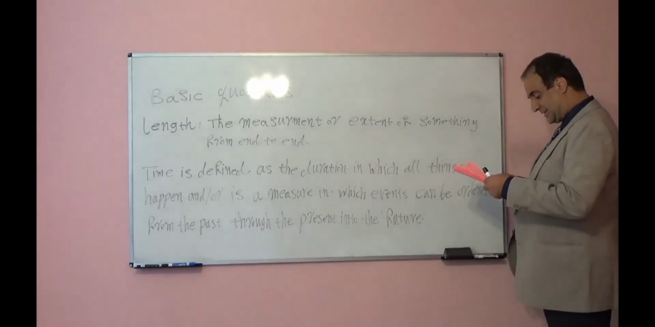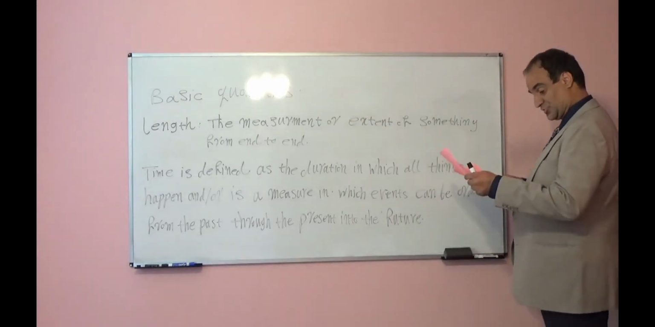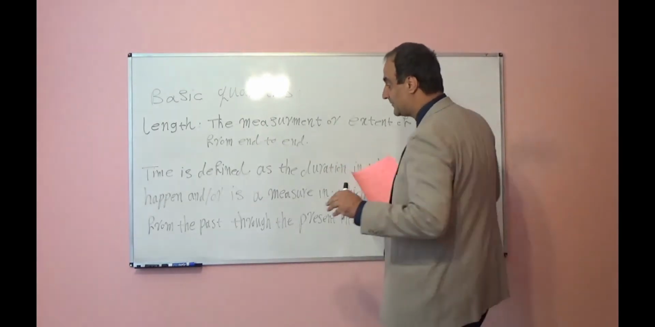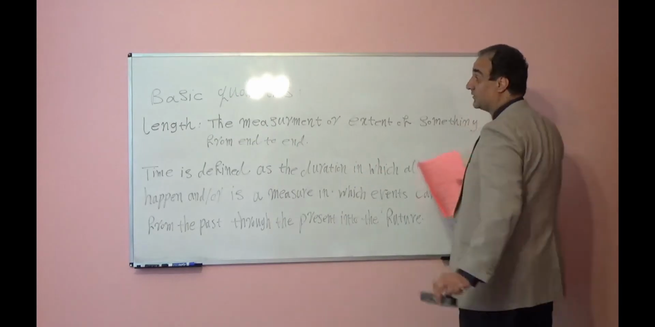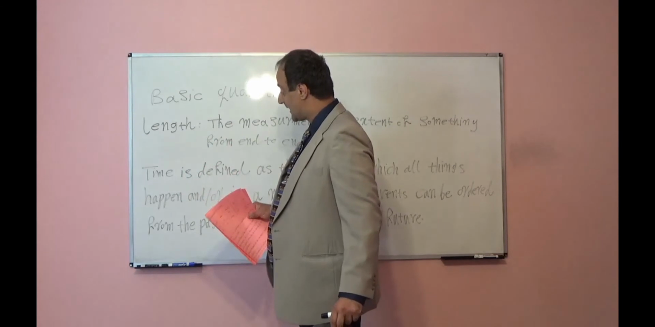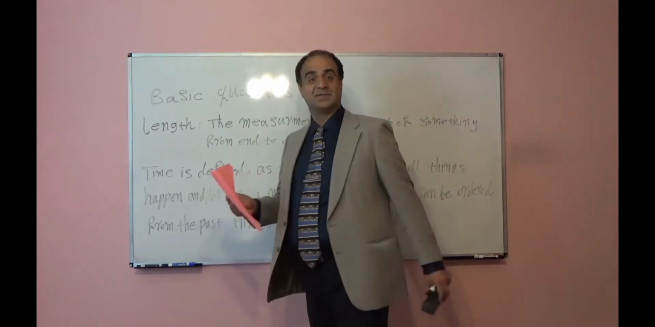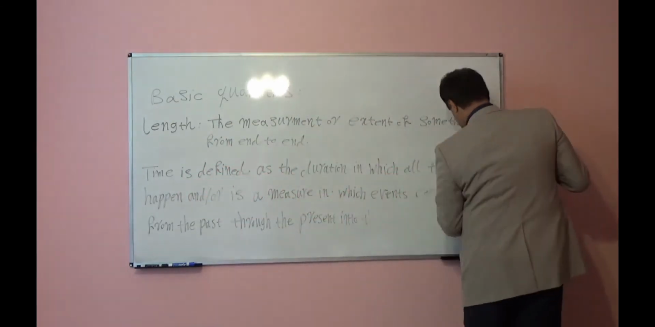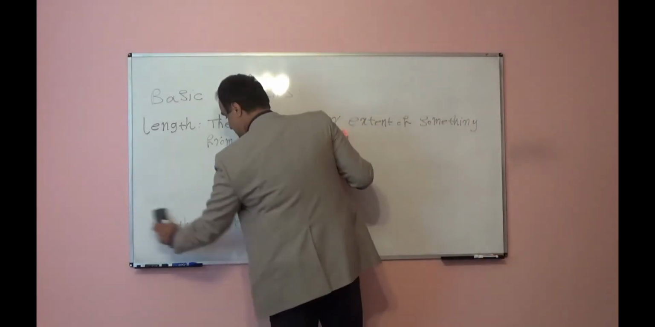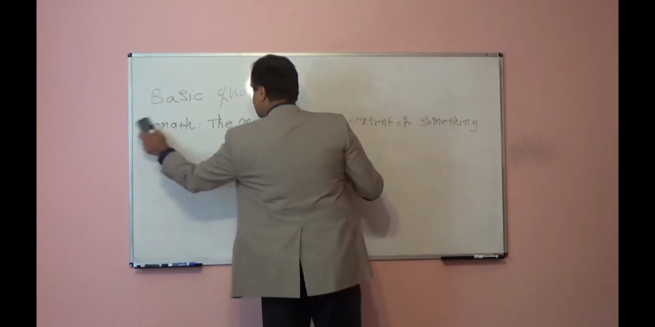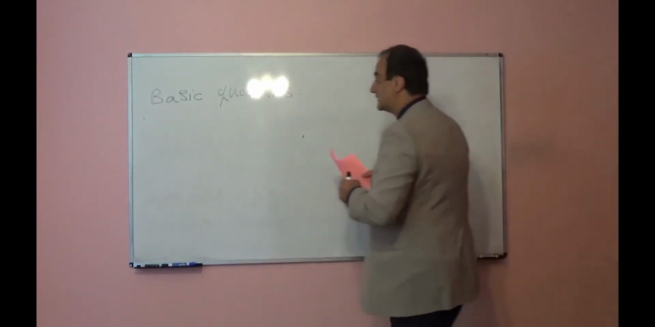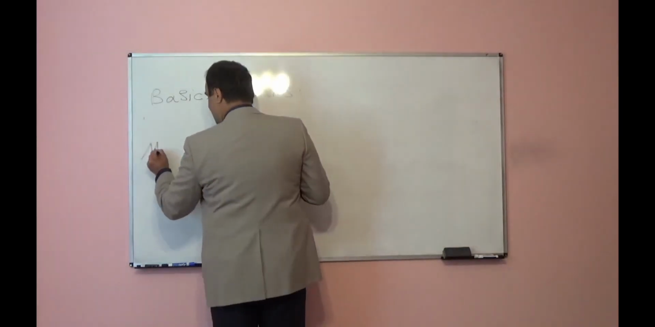Another basic quantity is force. So I define length, time. Let's see. The first basic quantity is length, another one is time. I define time. After that I should define mass. So another basic quantity is mass. After mass it is force.